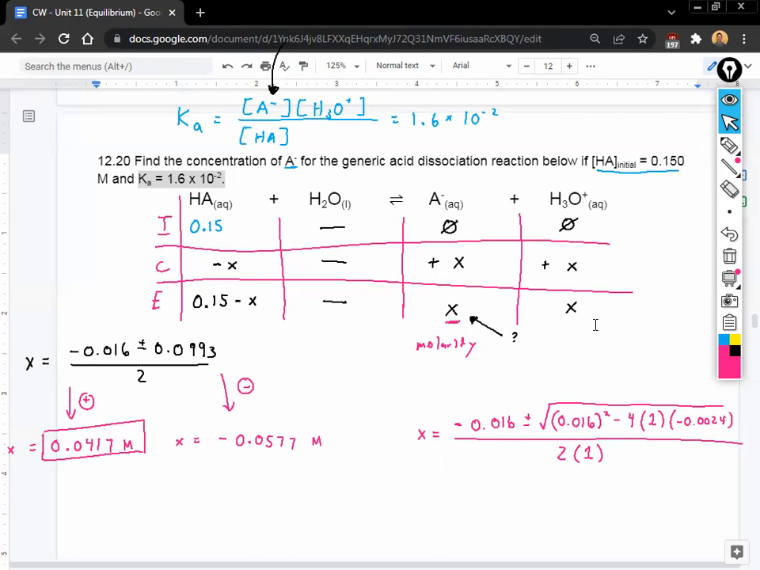We're basically gonna do the same type of problem again. So we're gonna move on to 12.21. Anybody still need this? Okay.